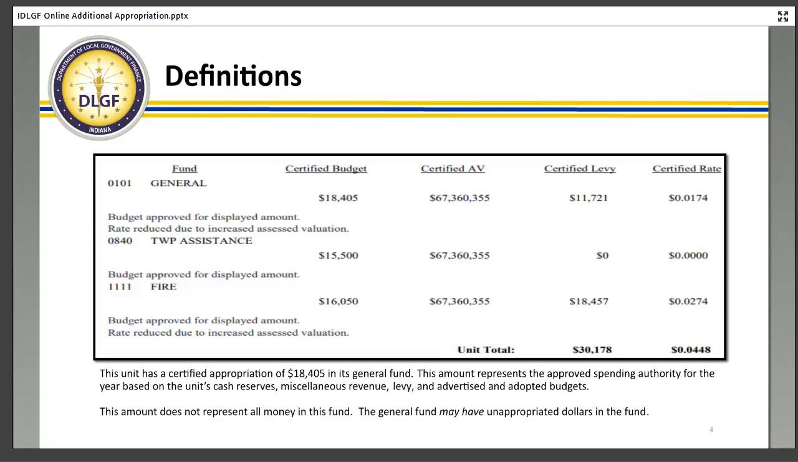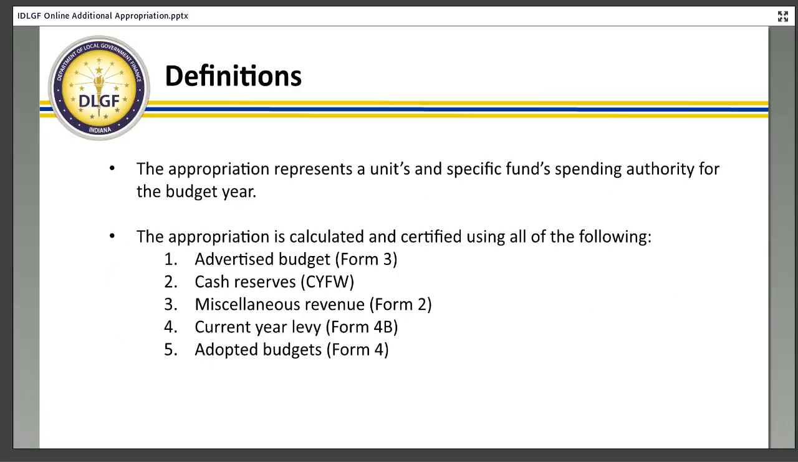Now, it's an important distinction that while this represents the spending authority for the budget year, this does not necessarily represent all the funds that are available. This general fund may have both a certified appropriation and may have unappropriated dollars in the fund. But let us take a closer look at what that means.